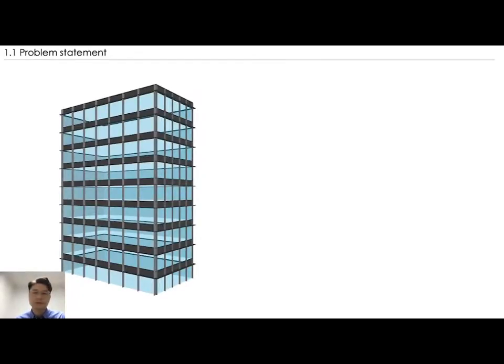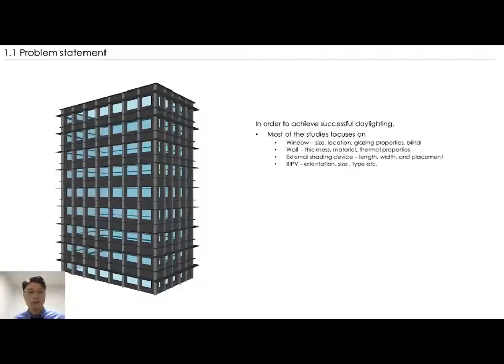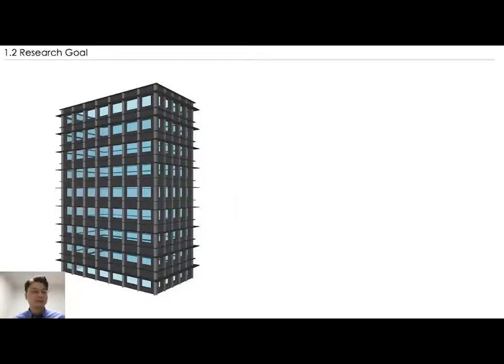So the problem statement was, in order to achieve successful daylighting, a lot of academics or construction companies are focusing only on the window size, location, and where to put it, and the glazing property and the blind, and also the wall thickness, material, and thermal property, etc. But no researchers actually try to solve this issue with the use of 3D faceted facade, right?